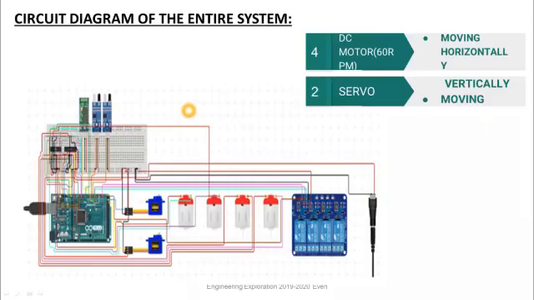This is the circuit diagram of the entire system. It consists of an Arduino Mega 2560, two SG90 servo motors, 4 DC motors of 60 RPM, a 2 channel relay module, 2 IR sensors and a Bluetooth module, jumper wires, and a breadboard.